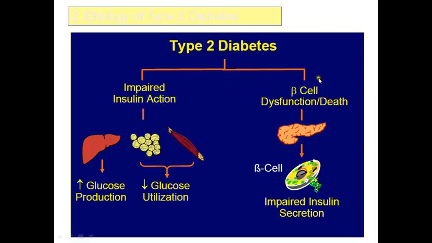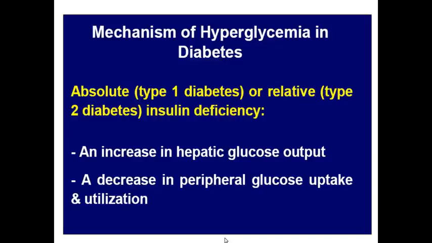Due to excessive production of the insulin, the beta cells can exhaust, and dysfunction or death of the beta cells takes place, and then there is impaired insulin secretion, and patients move toward complete deficiency of the insulin, from a higher level of insulin to complete deficiency of insulin in type 2 diabetes.